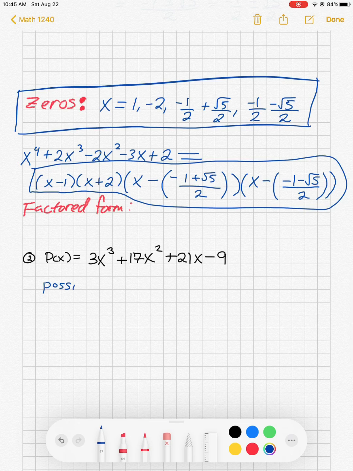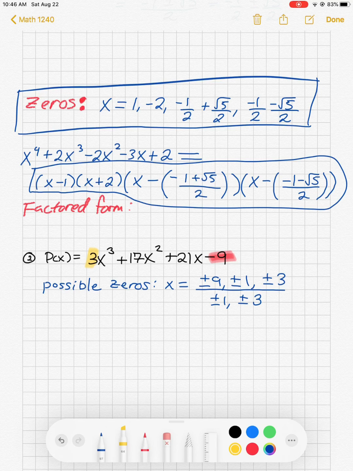So the first thing I have to do is look for the possible zeros. So remember, I'm looking at factors of the constant. So what are factors of 9? 9s, 1s, or 3s. Over factors of the lead coefficient. So factors of 3 are just 1s and 3s.